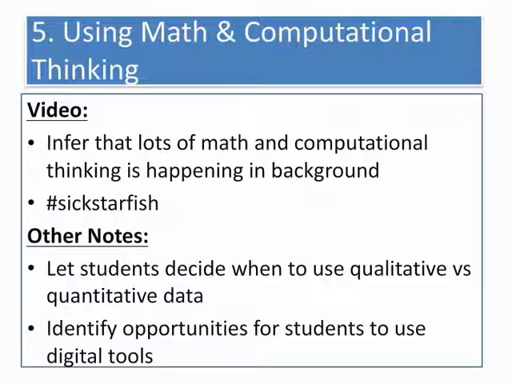A couple other notes to think about for this practice are that occasionally we want to let students decide what type of data they're collecting. So do they need qualitative data? Do they need quantitative data? Letting them make some of those decisions about what they're going to collect. And this connects also with practice 4, when we're talking about letting kids use some digital tools in terms of the math and computational thinking that they're using.